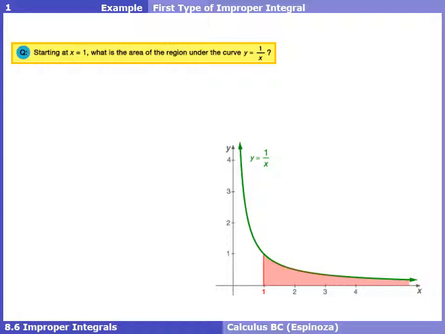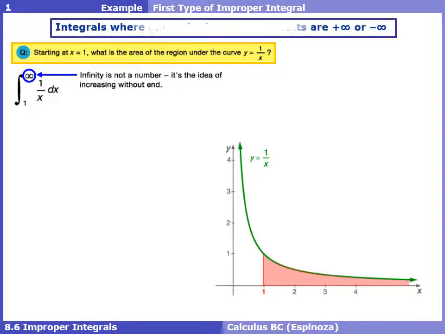So let's first set up an integral. Even if this was the integral from 1 to 2, we would still have to set up this integral. But in this case, we're not stopping, so we're going to set up an integral from 1 to infinity of our function 1 over x with respect to x. So we have to put that dx. This symbol that we use for infinity, just note, is not a number. It's an idea. It's an idea of increasing without ever ending, increasing without bound. And this is what is called the first type of improper integral.